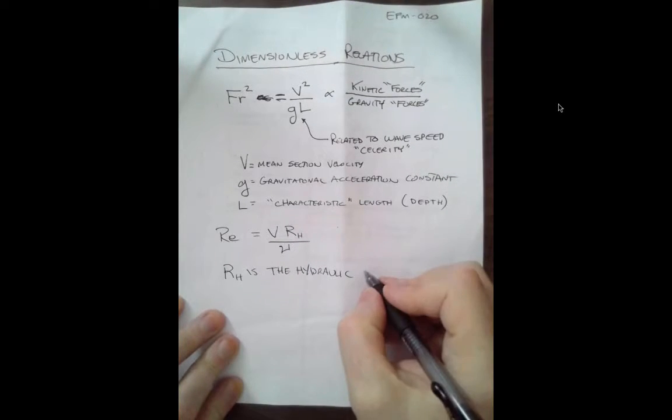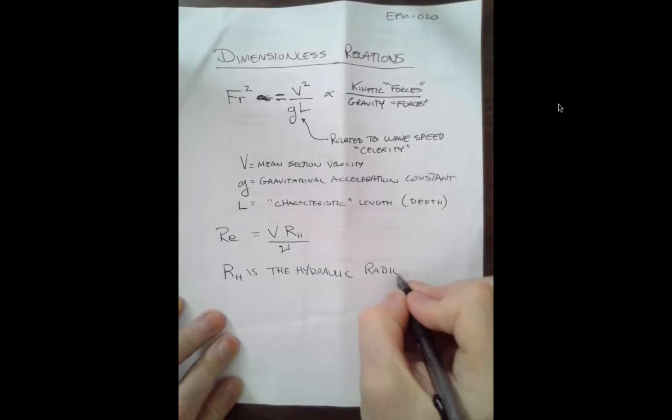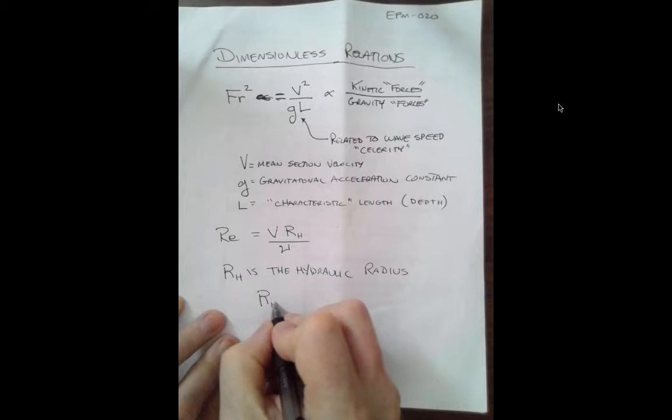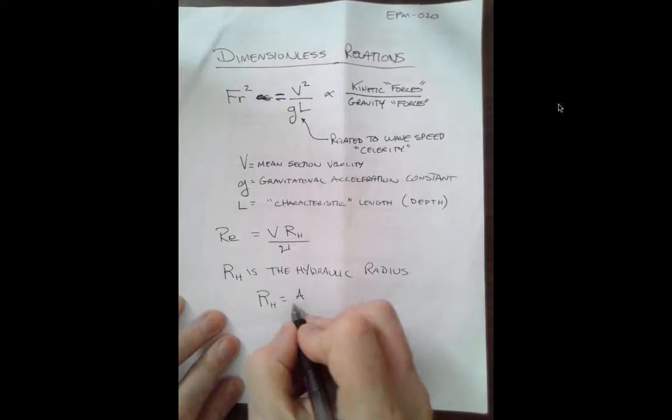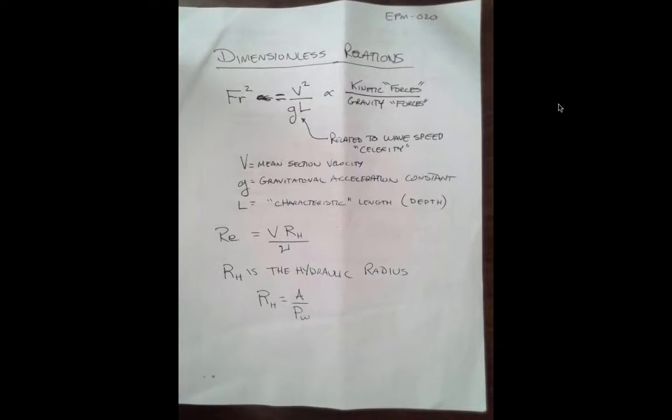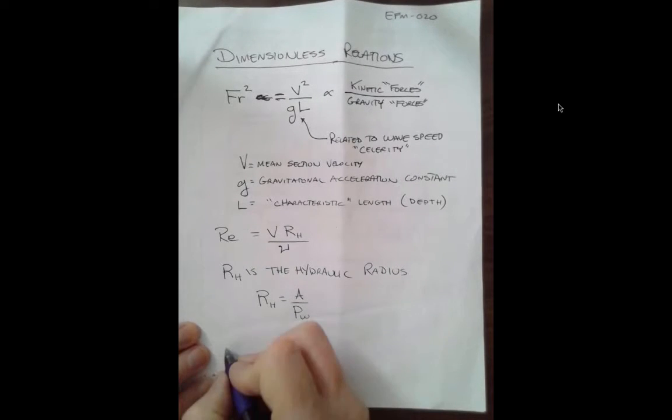Looks like I'm running out of ink. And it's generally given as the flow area divided by the wetted perimeter. I'm going to declare that pen demised. So the color change is only because I needed a pen with ink in it.